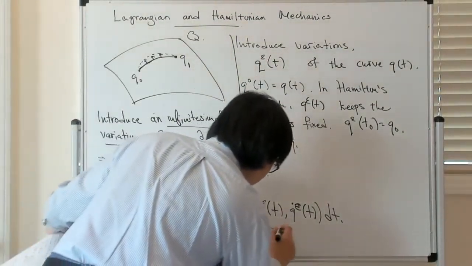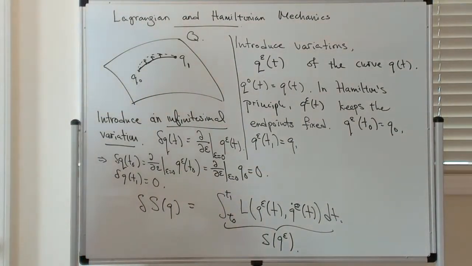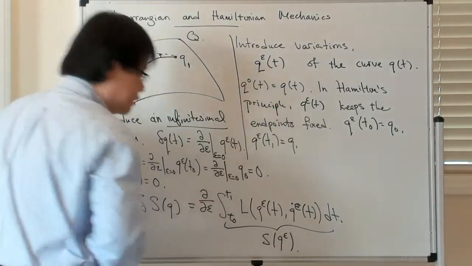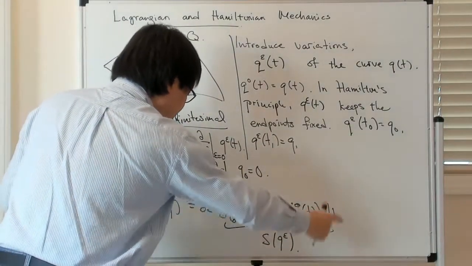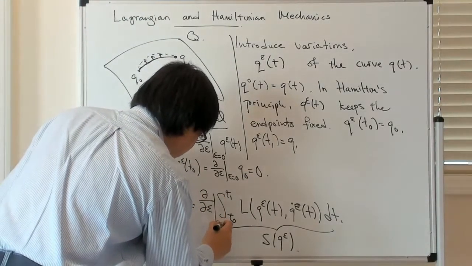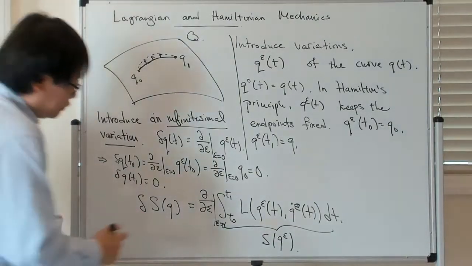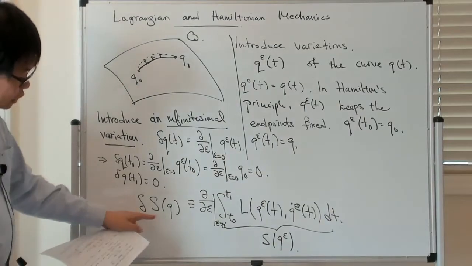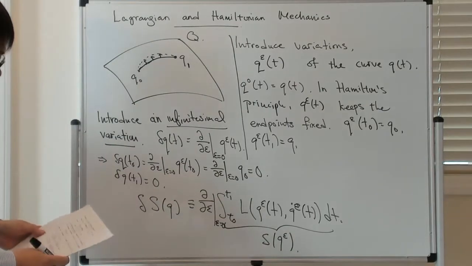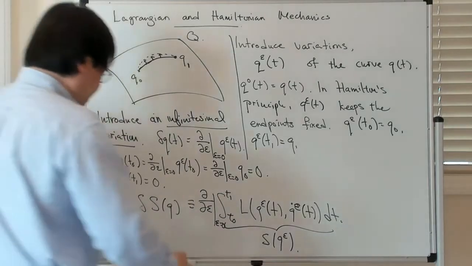This is the action, so this is really nothing more than the action integral evaluated on q epsilon. Then I take the partial derivative with respect to epsilon of this thing. This is just some scalar valued function which depends on epsilon, and then I evaluate this partial derivative at epsilon equals 0. This is the definition of the variation of the action integral. Once you have that, we can start talking about what setting this variation equal to 0 implies.